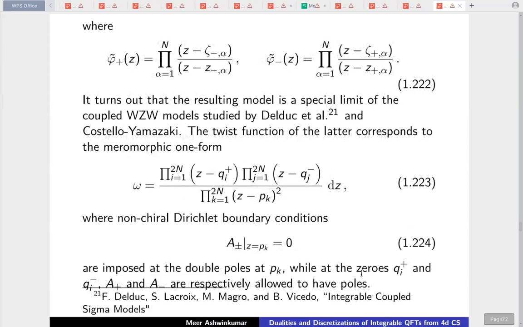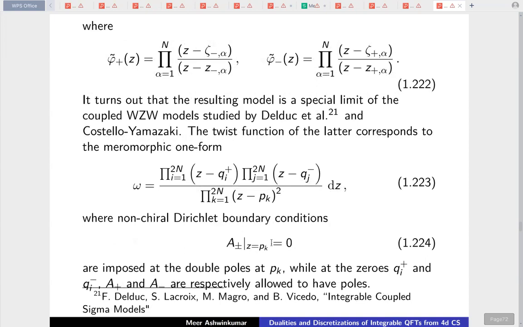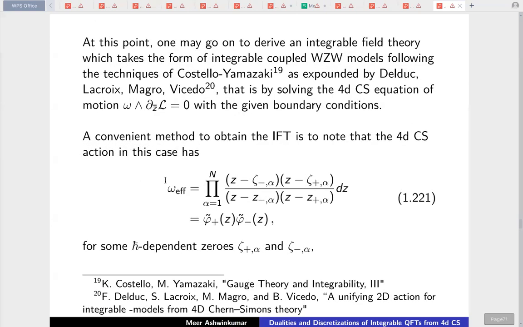So we just need to take a limit of this meromorphic one form, which actually has double poles at certain points, and the 4D Chern-Simons theory is considered with non-chiral Dirichlet boundary conditions at these poles. The point is that we just collide some poles and zeros, and then this omega reduces to this omega, and therefore the integrable field theory derived by Costello-Yamazaki using this omega reduces to the integrable field theory for this omega.